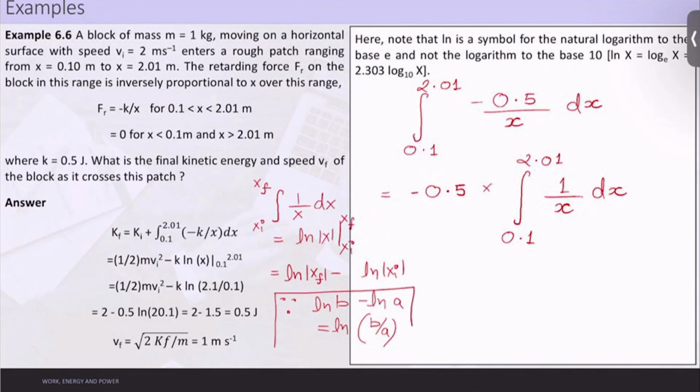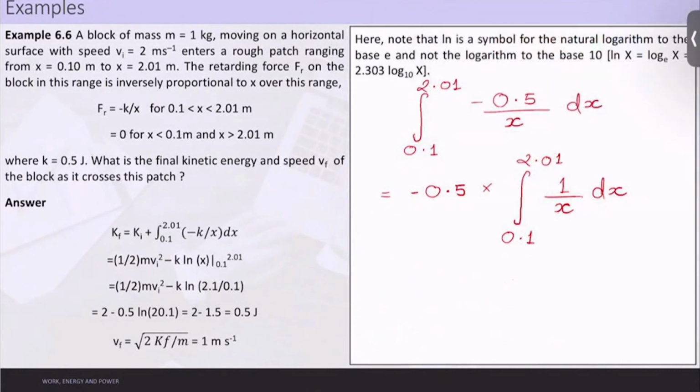So all these concepts are mathematical concepts. I'm just making you understand those rules which are important to physics. Okay, so therefore you can write this as nothing but ln mod xf upon xi. Okay, so that is the final relation here, that it is nothing but equal to ln mod xf upon xi.